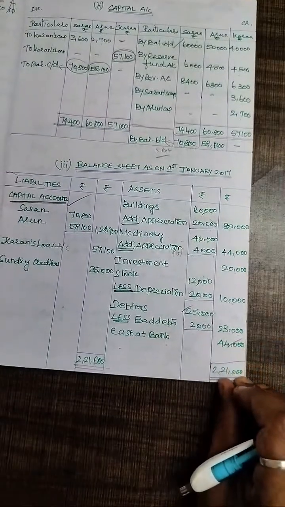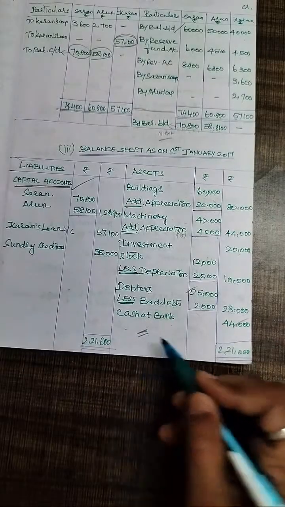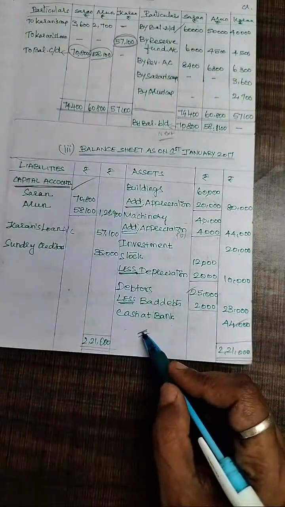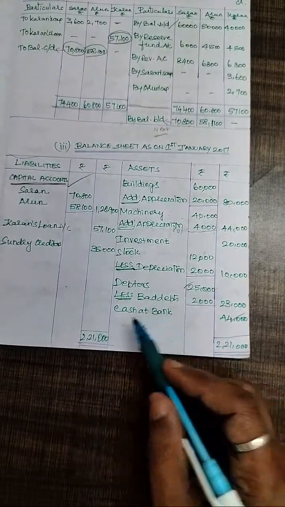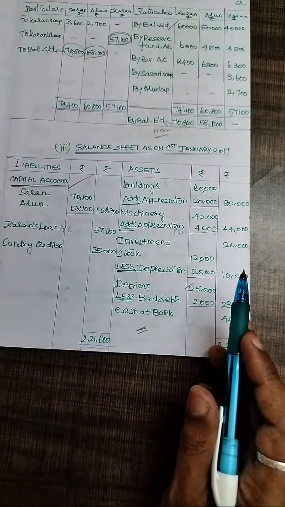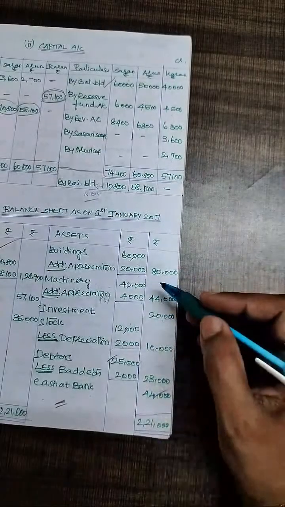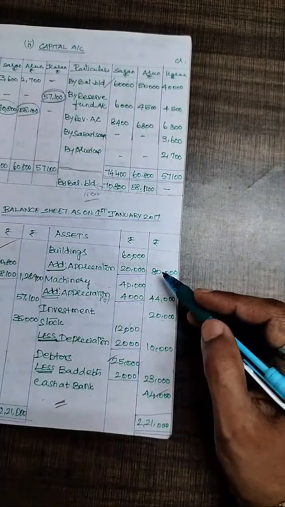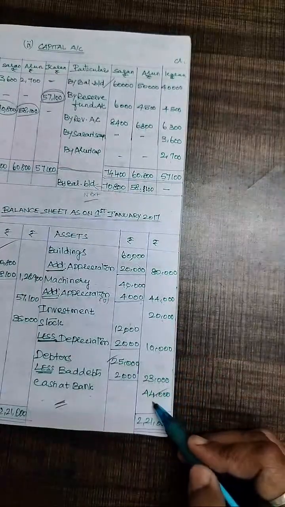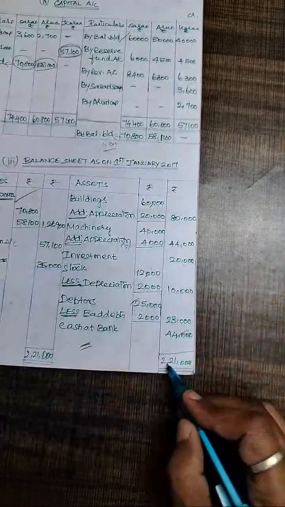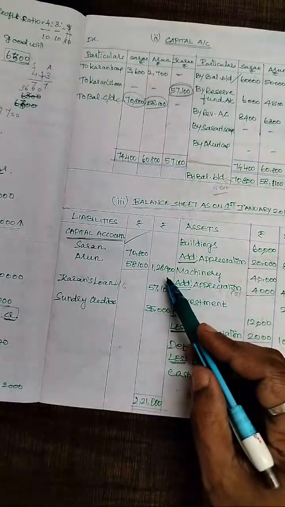Now we have to find out the total. Listen, the asset and liability side totals are always to be equal. If you don't get equal totals on the asset and liability side, you may have made some mistake in your accounts. Okay, so let's find out the asset side total. We have to sum up the asset side values: 80,000 plus 44,000 plus 20,000 plus 10,000 plus 23,000 plus 44,000 added together, you will get 2,21,000 as the asset side total. On the liability side, let's add it together.